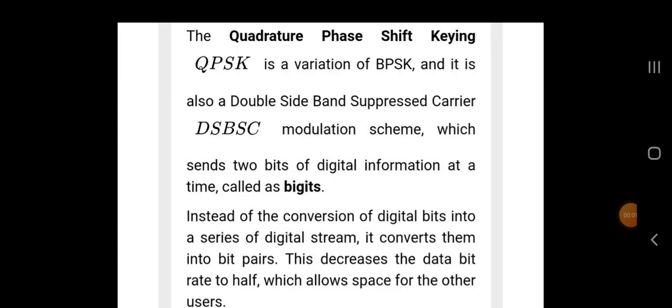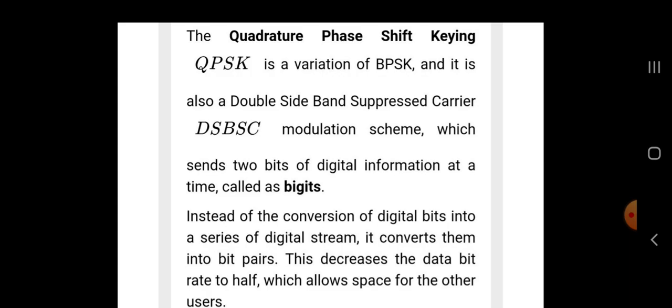The quadrature phase shift keying, QPSK. QPSK is a variation of PSK and it is also a double-sideband suppressed carrier (DSBSC) modulation scheme which sends two bits of digital information at a time, called dibits.